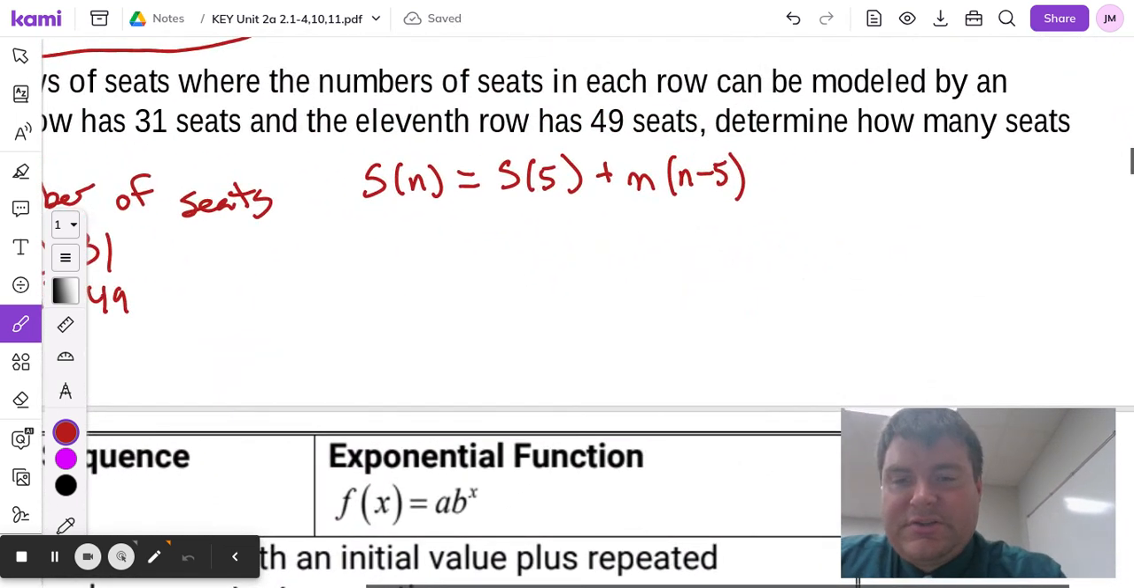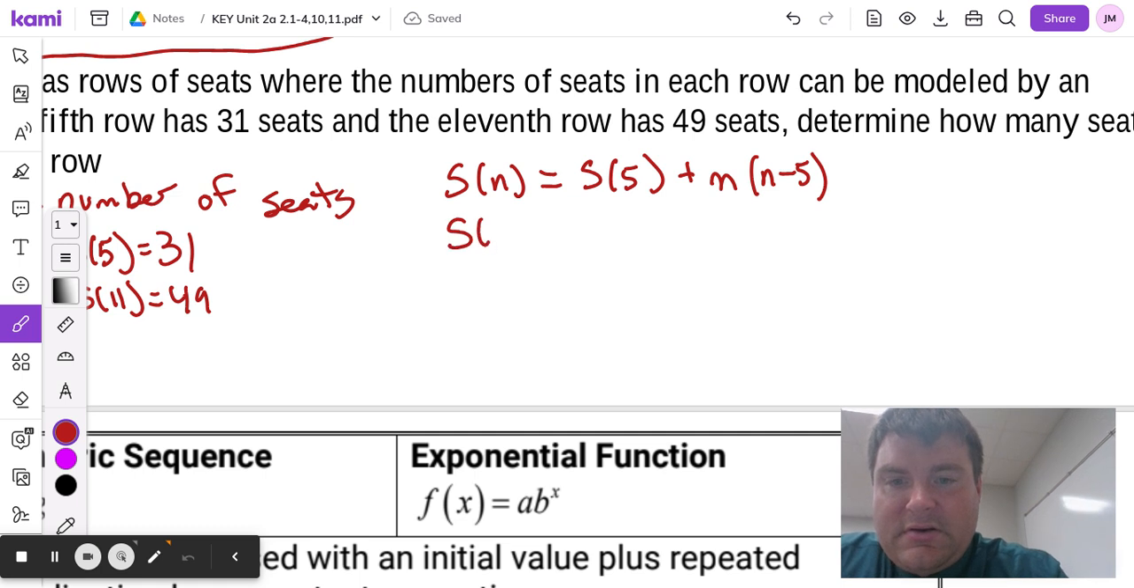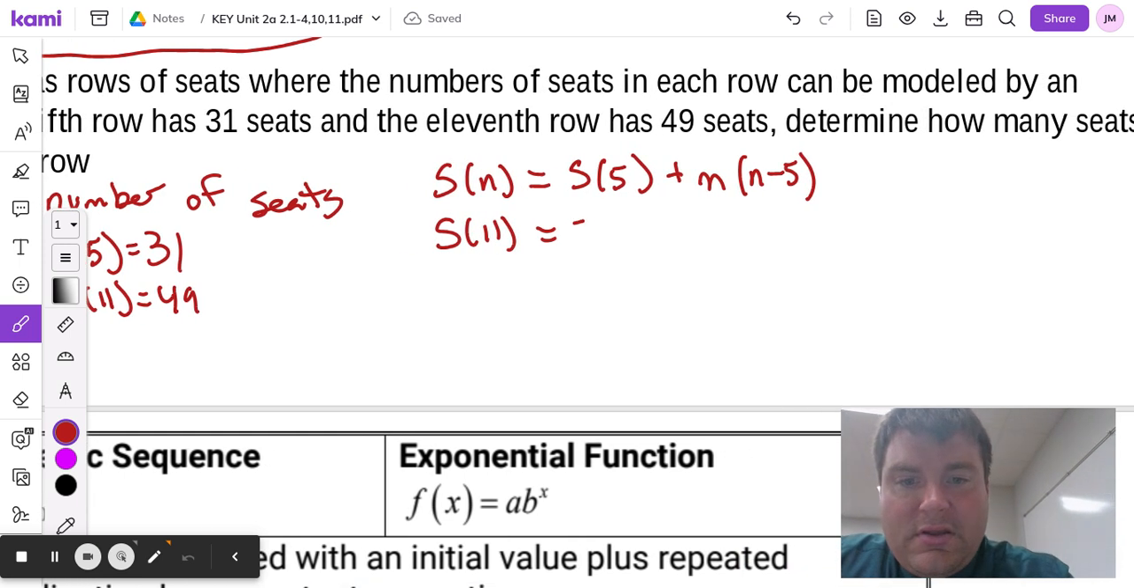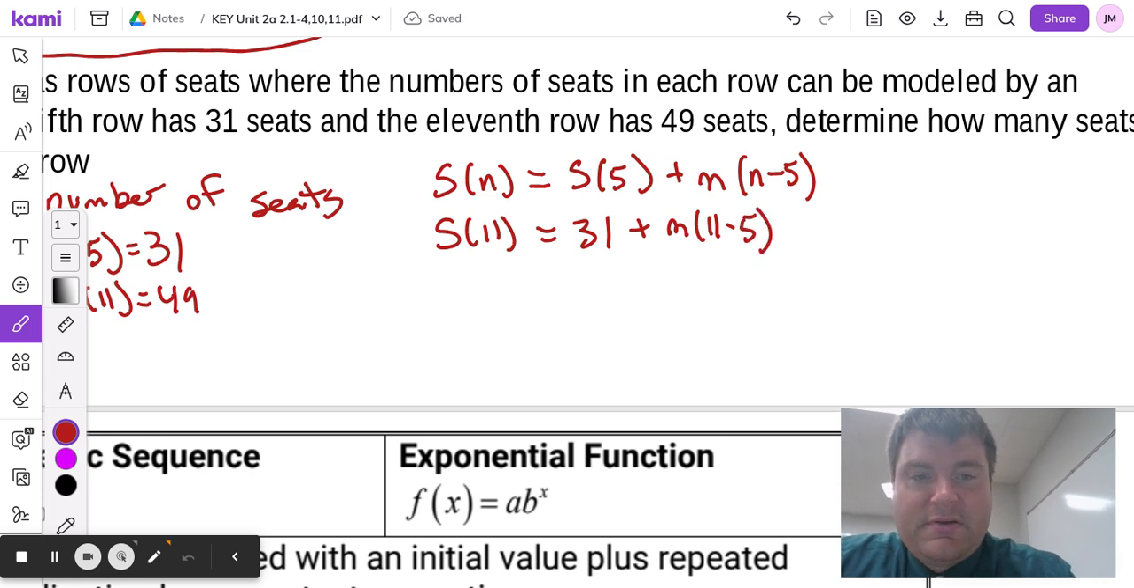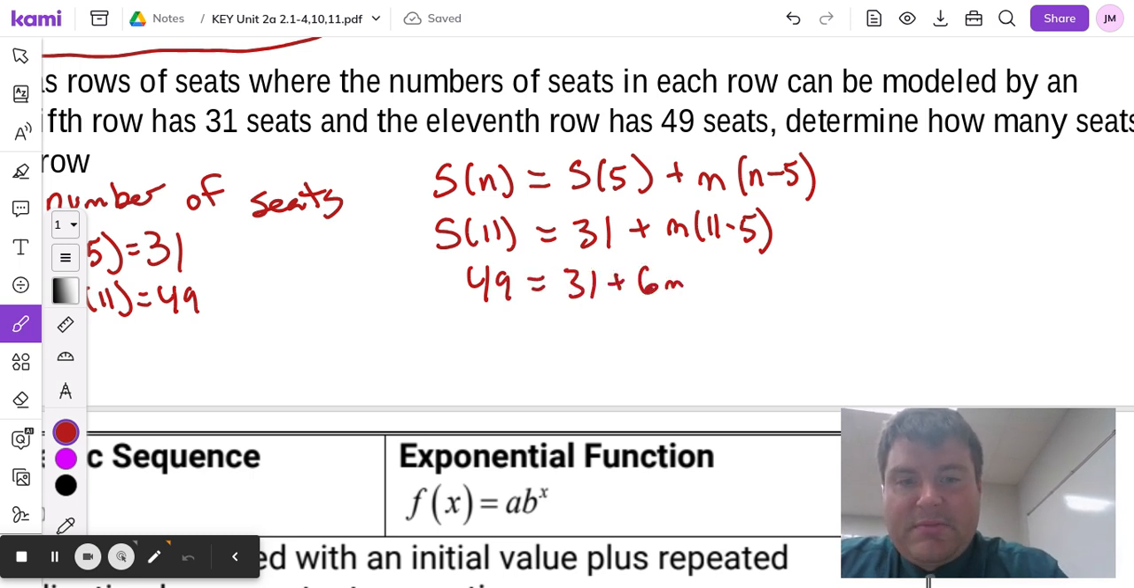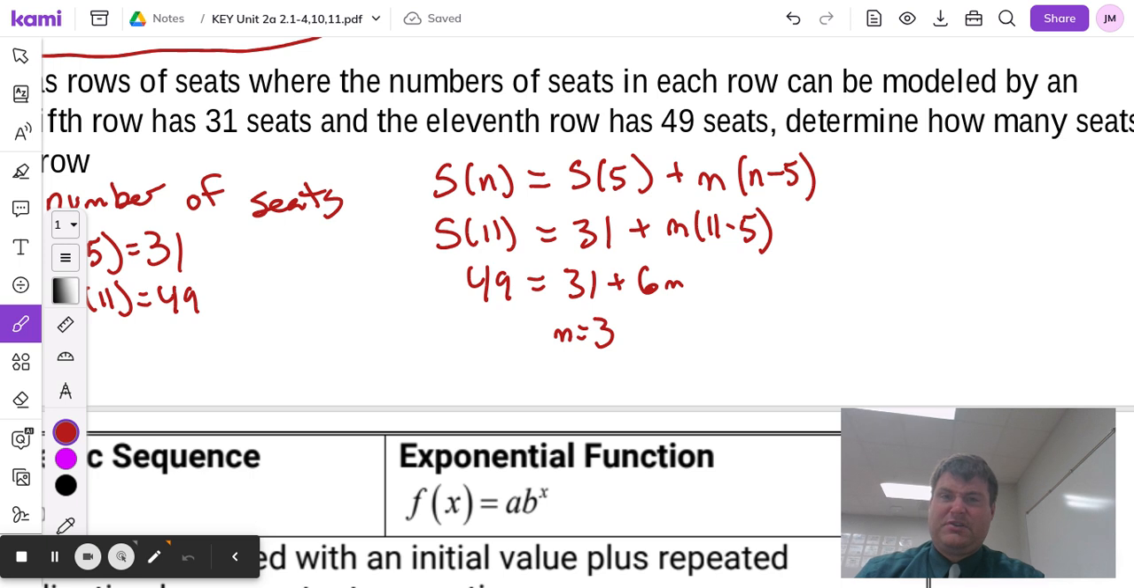So here's what I know. I do know that S of 11 is equal to S of 5, which is 31, plus m times 11 minus 5. So S of 11, which is 49, equals 31 plus 6m. Subtract 31 from both sides, divide by 6. Are we okay with me just telling you that m is 3? Subtract by 31, divide by 6, m is 3.